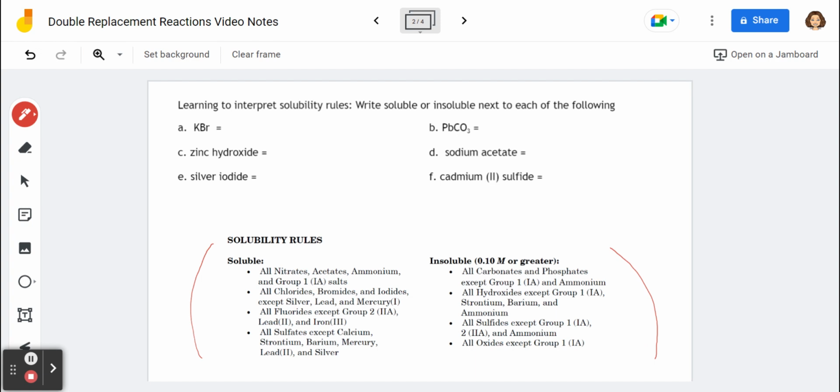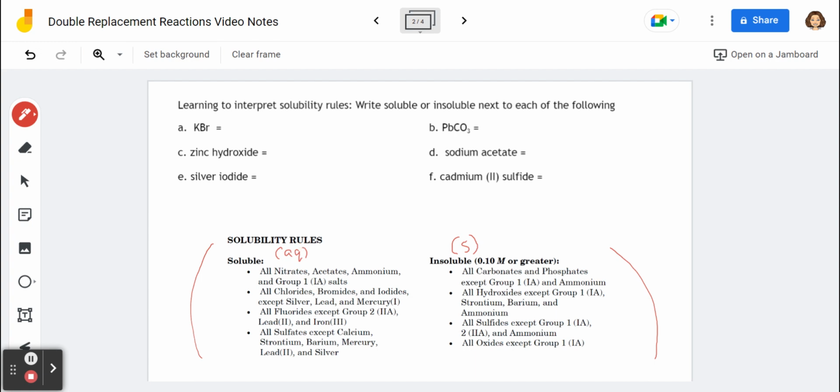Now, soluble means able to dissolve. Insoluble means it's not able to dissolve. So if something is insoluble, we say that it's a solid. If something is soluble, we say that it is aqueous, which means dissolved in water.